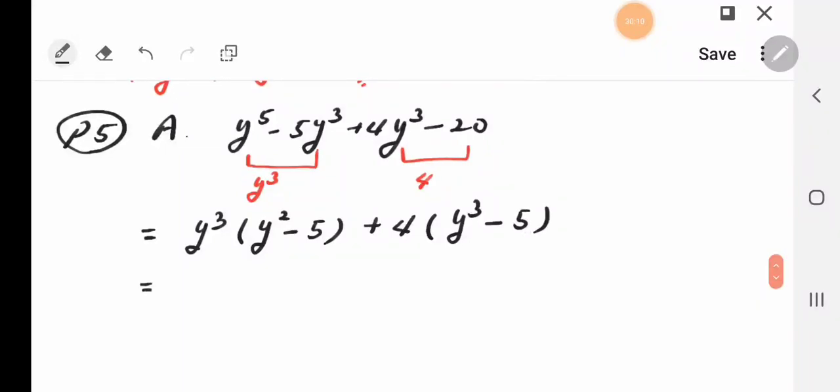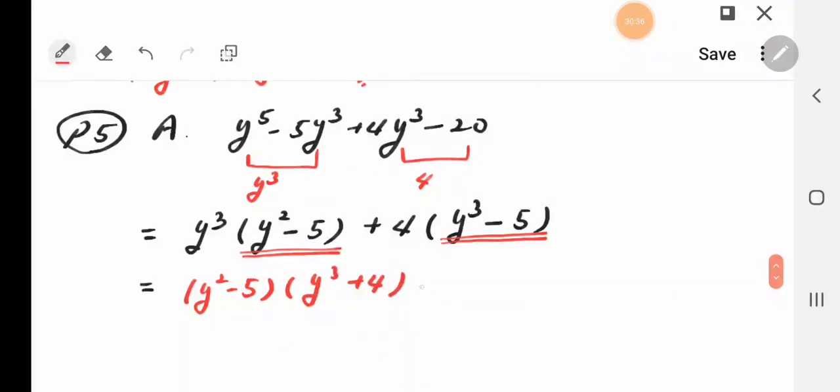So from this, y squared minus 5 is a common factor. If this is factorable, again, if this is factorable, then this binomial must be the same as in the second group. So you can factor out y squared minus 5. Then the leftover is y cubed plus 4. So this is the result of factoring 4 terms.